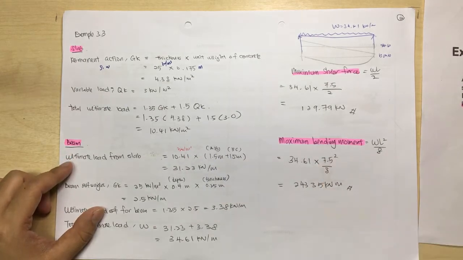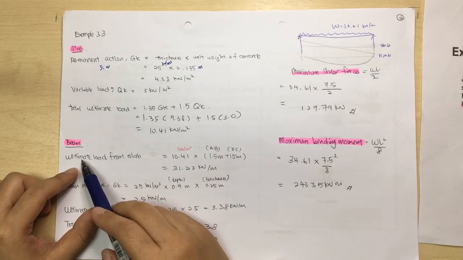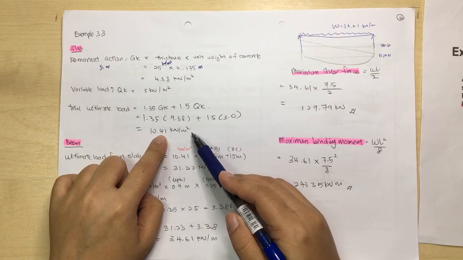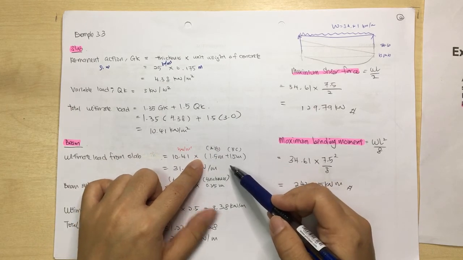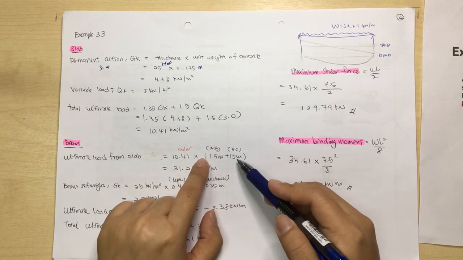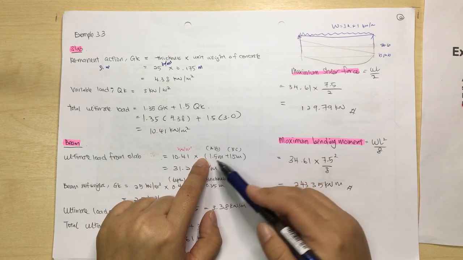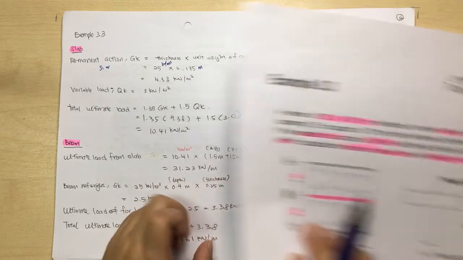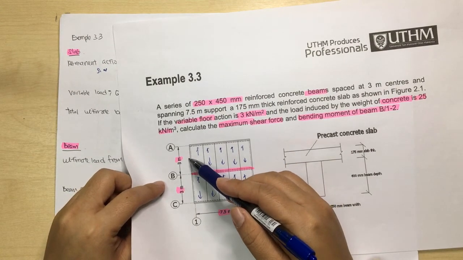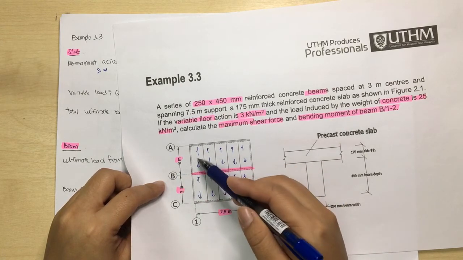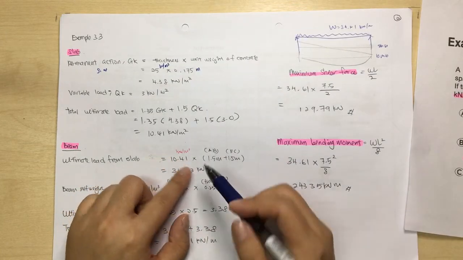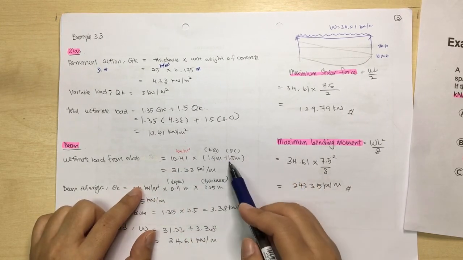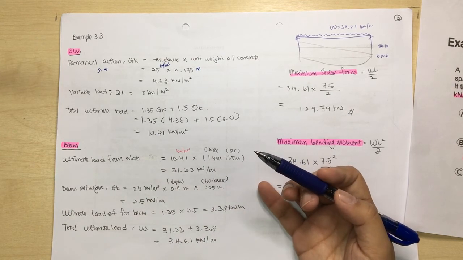For the beam, you have the ultimate load from the slab. How can we calculate it? We take the total ultimate load for the slab per meter square times the length, which is 1.5 from AB and 1.5 from BC. Why? Because the load from this part will distribute half to here and half to here. That's why we multiply by the distance 1.5 from AB and 1.5 from BC. You multiply it and get 31.23 kilonewton per meter.